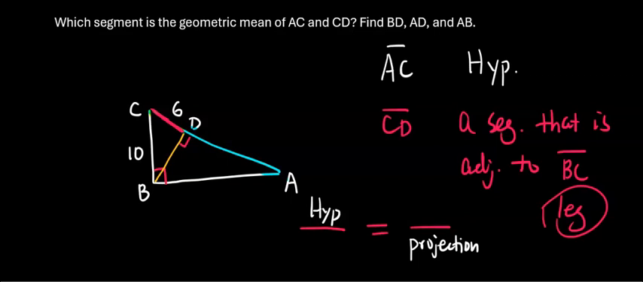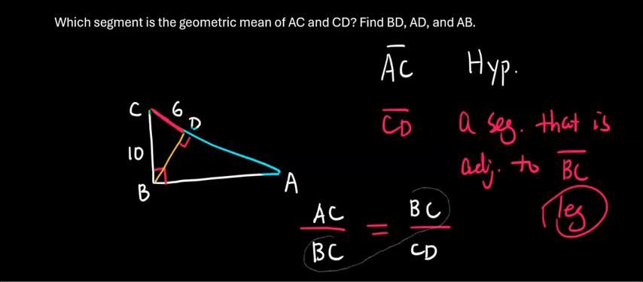See if we get it correctly. Leg is BC. Hypotenuse is AC. And that projection is CD. And check. This BC stands at the mean place. Therefore, for the first part, we answer which segment? It's segment BC. If you write down segment CB, it is also correct.